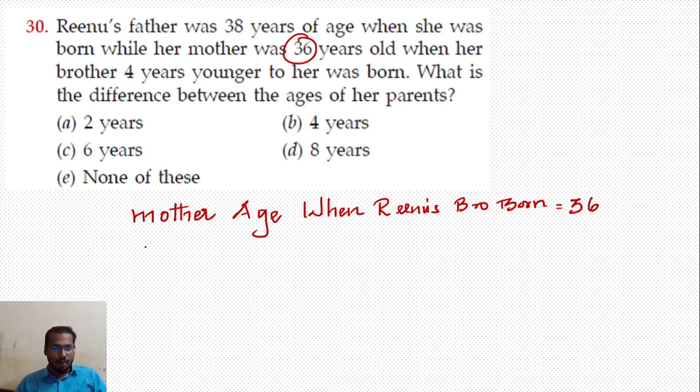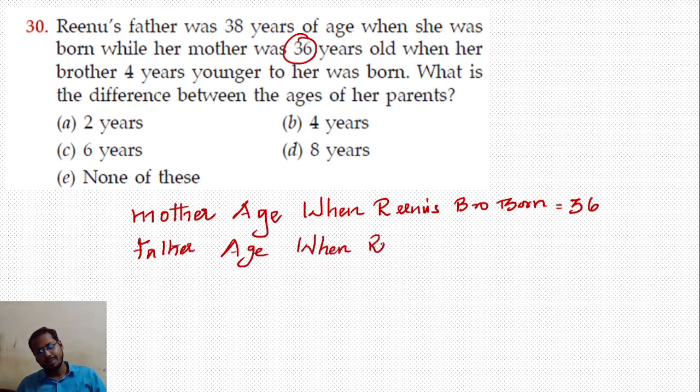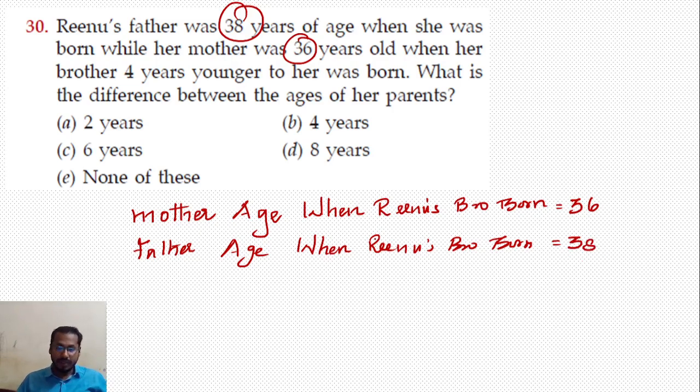Now look at the father's age when Renu's brother was born. 38 years, so I will write 38. But the thing is, 38 plus 4 years, because the brother is younger to her. So plus 4, this is the difference. So that is 42. The mother's age and father's age were different.